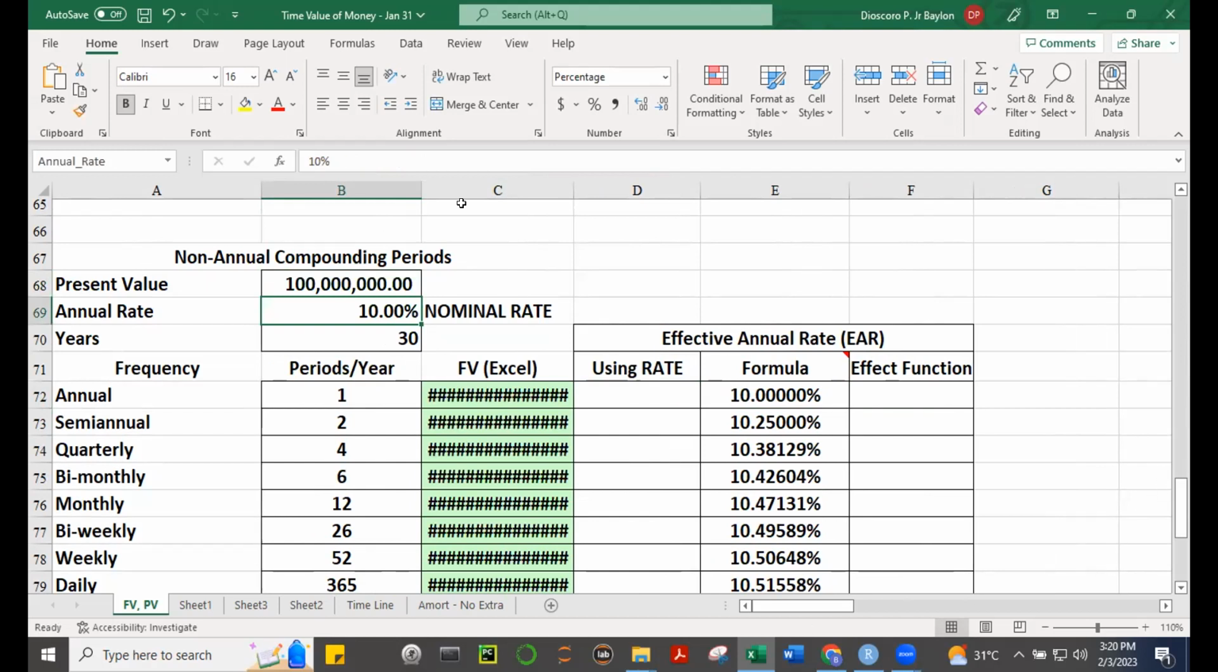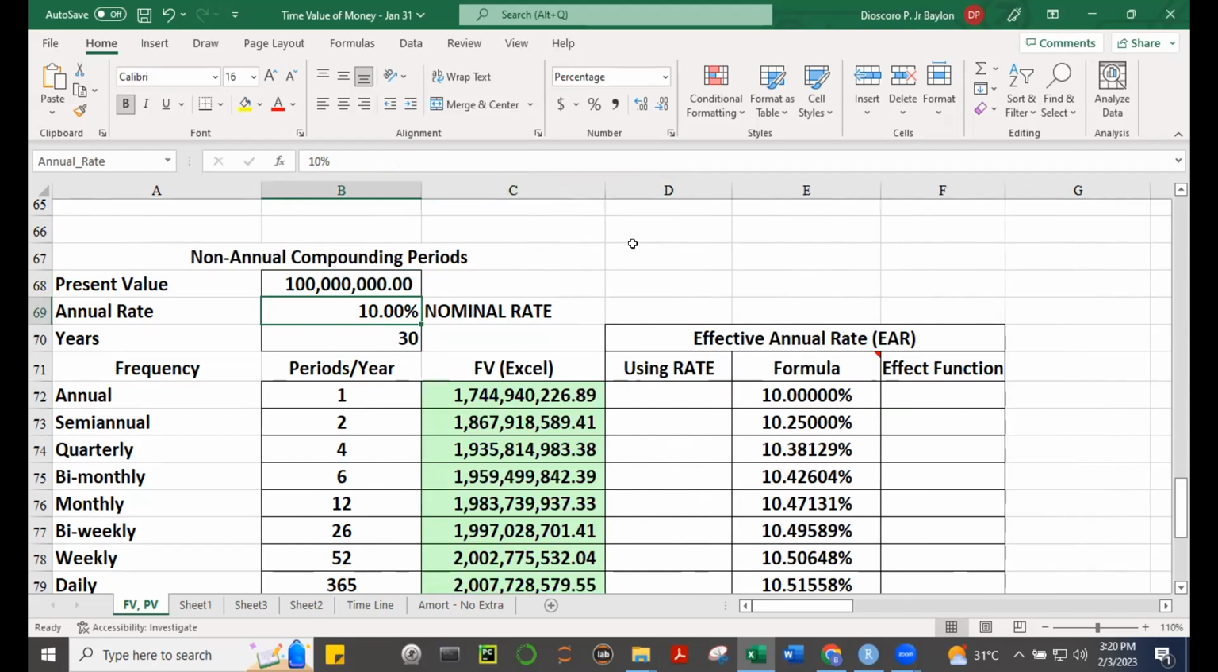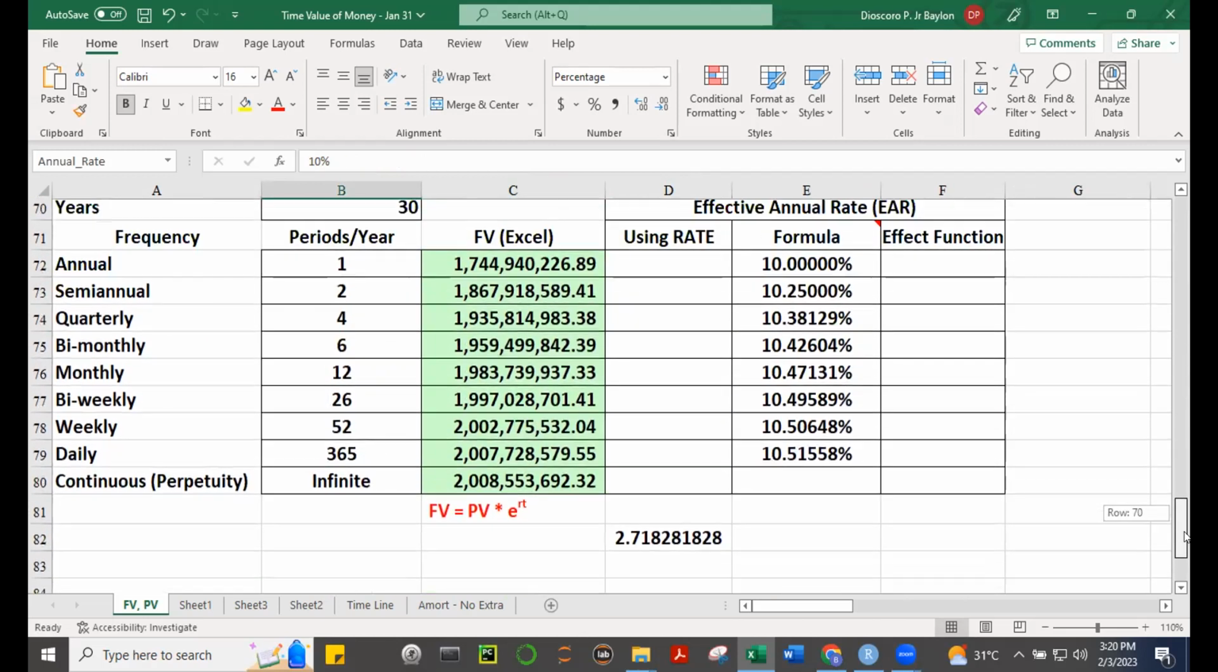The effective rates will still be there. However, you can now see the differences in the amounts. Okay, so this is 1 billion, 1.74 billion, and this is 2 billion. So you notice the power of compounding, the difference if it's annual, semi-annual, etc.